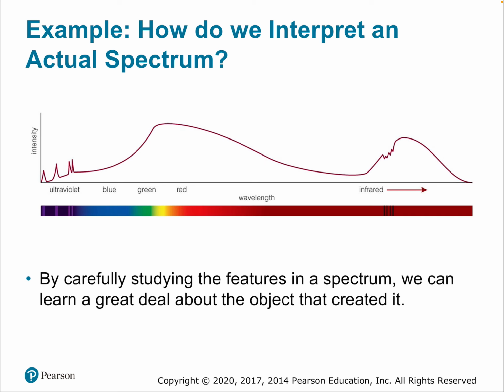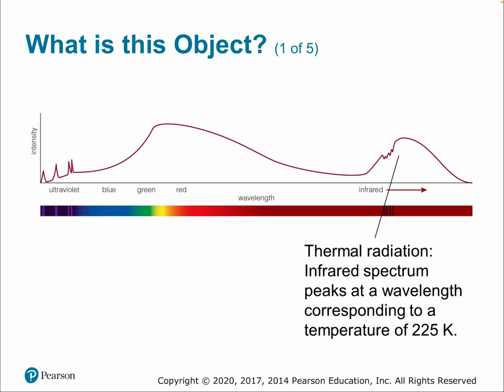All right, so how do we interpret an actual spectrum? Well, let's get back to this one. We keep kind of coming to it. And maybe you started wondering, does it actually represent something real with these two continuous spectra, one in the visible and one outside the visible? By carefully studying the features in a spectrum, we can learn a great deal about the object that created it. So in this case, let's actually ask ourselves, what is this object that we keep looking at its spectra?